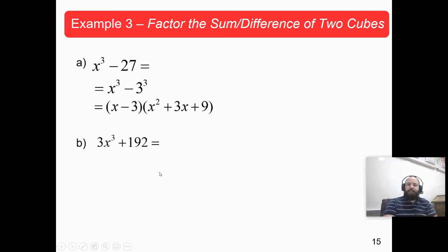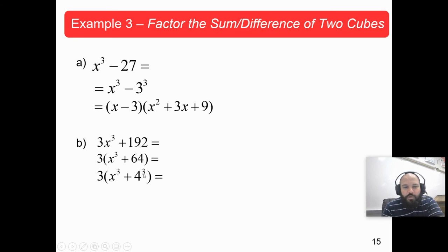Part B is similar. It's a little bit more complicated because in part B, 3 is not a perfect cube. So the first thing that you actually have to do is what I always stress whenever we're trying to factor anything, which is to take the GCF out. You need to take the 3 out of here as well as here. What you're left with is a sum of two perfect cubes.